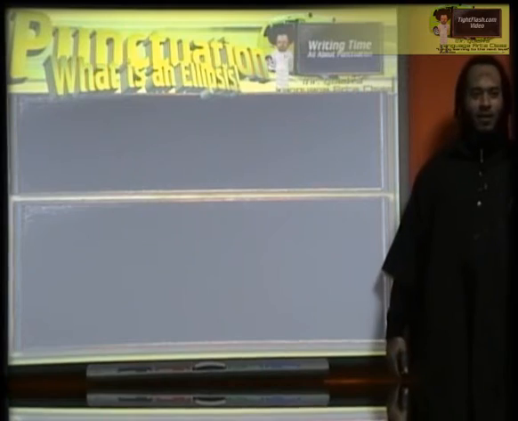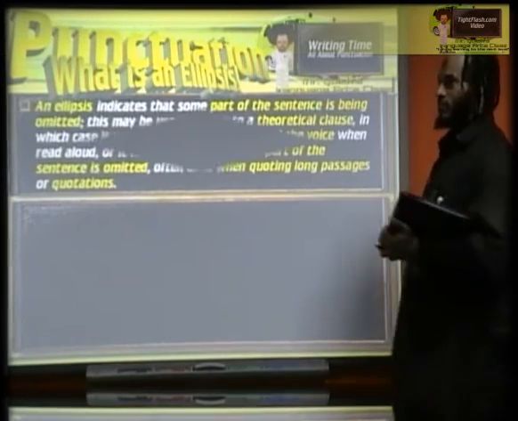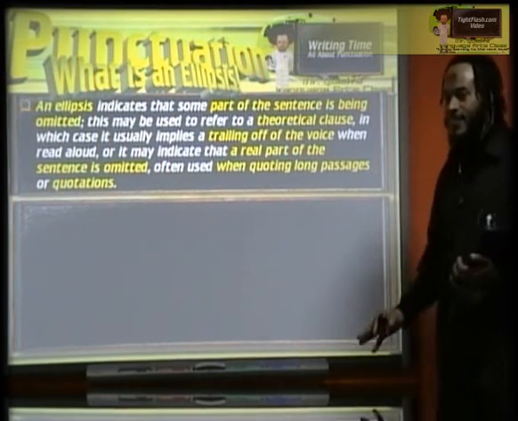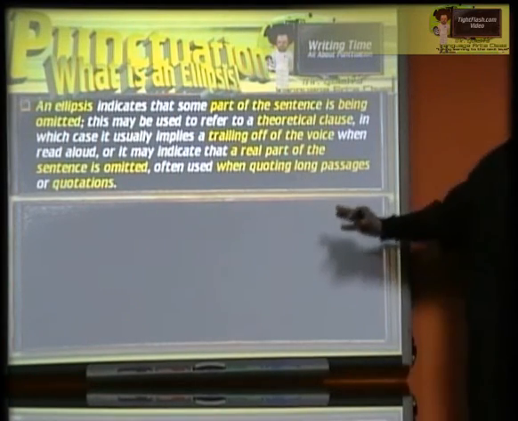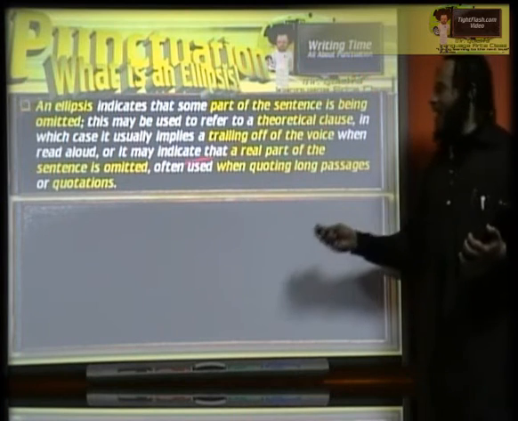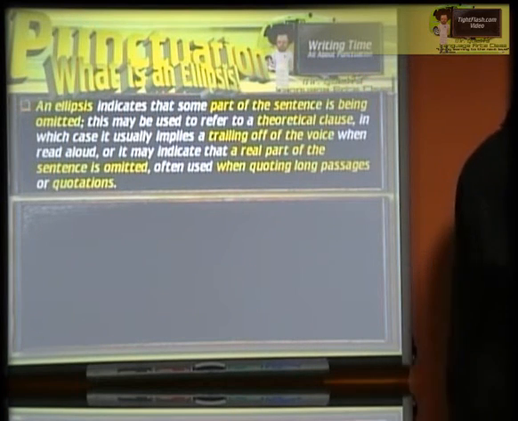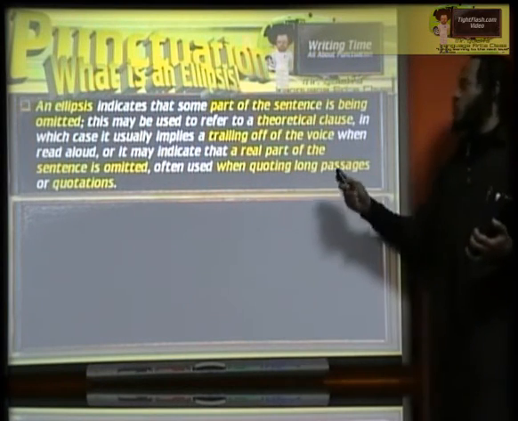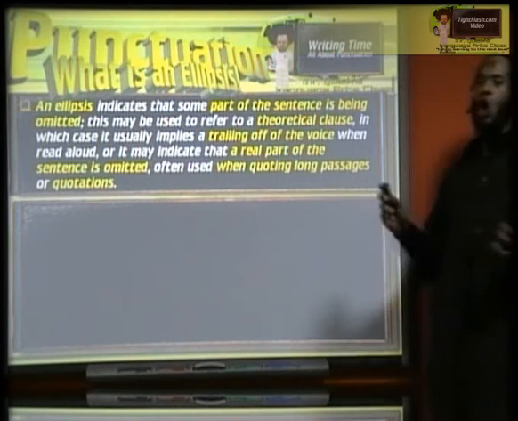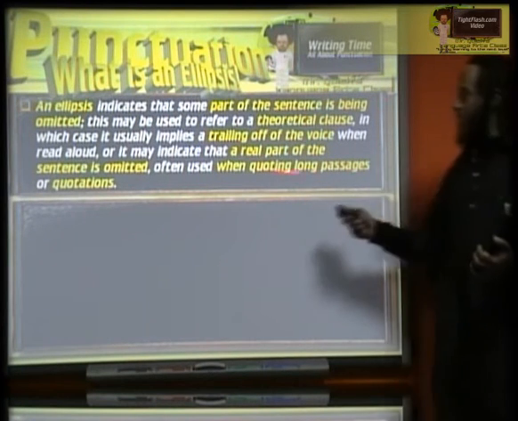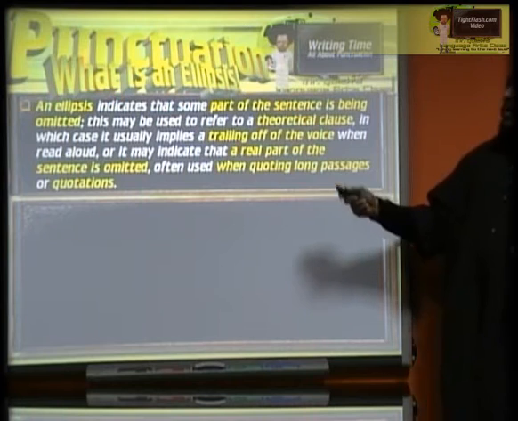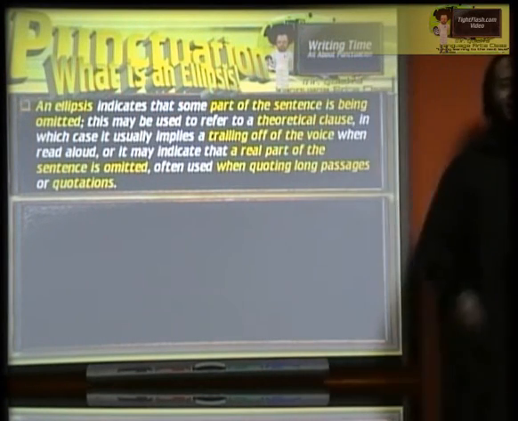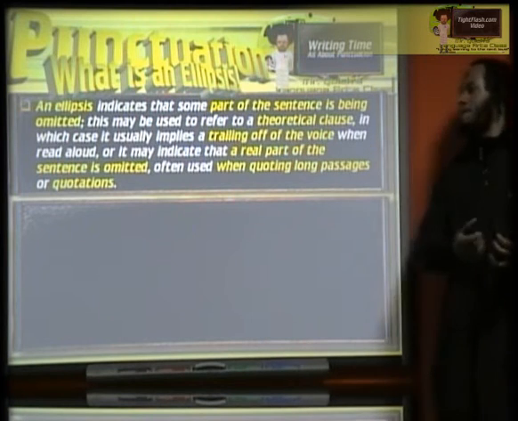You ready? Here we go. An ellipsis indicates that part of the sentence is being omitted or left out. This may be used to refer to a theoretical clause, in which case it usually implies the trailing off of the voice. And you have heard this many, many times.